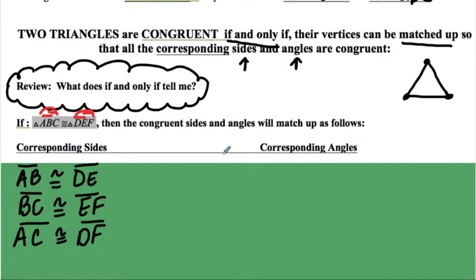All right, and then the corresponding angles that would pair up would be angle A would correspond to angle D, and they'd be congruent, obviously, because it's congruent triangles. And then angle B to angle E, and then angle C to angle F. Now, the important thing to note is that the statement itself is the most important thing. You may see triangles that don't appear to match up the way you'd like them to, but you always follow the statement. You always follow the statement if one is given to you.